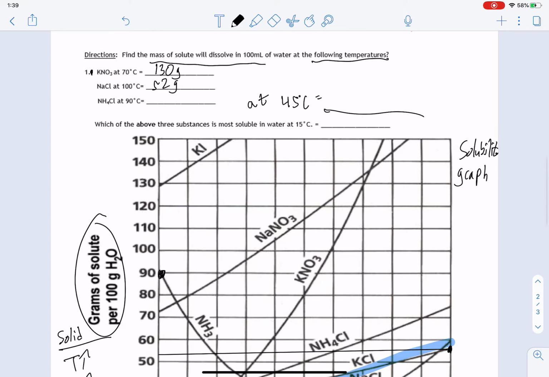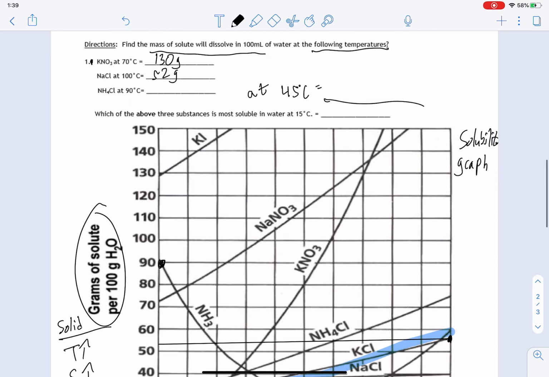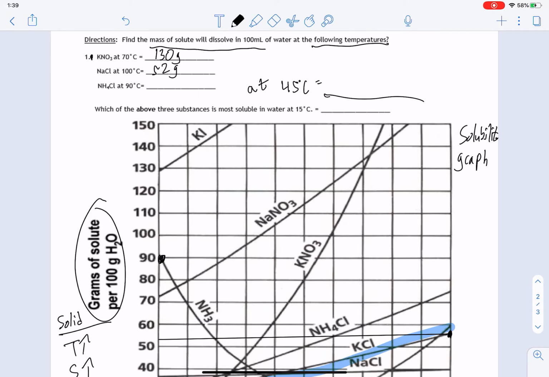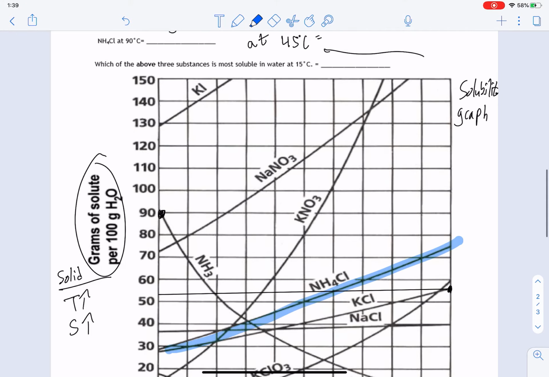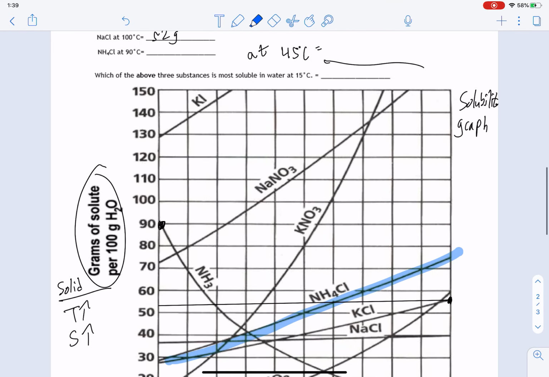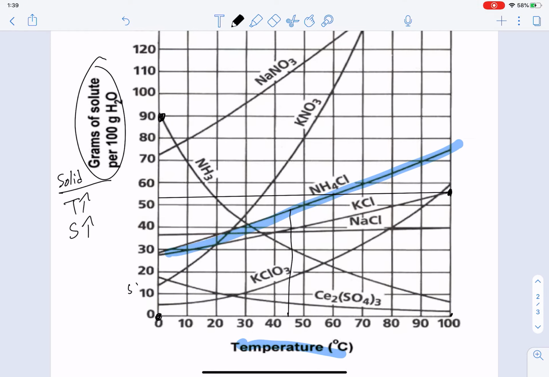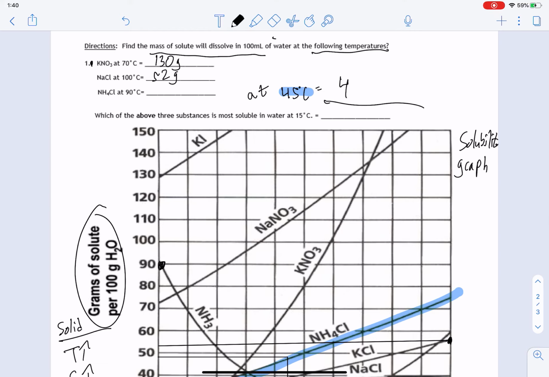Okay, so ammonia chloride, the last one, make sure you can do that one on your own. At 45 degrees, let's just find it real quick. So ammonia chloride, there's that one. And at, I almost did the wrong one. At 45 degrees Celsius, which is right here, we can see that it has about 48. Has a solubility of 48, meaning 48 grams of sodium chloride can dissolve in 100 grams of water.